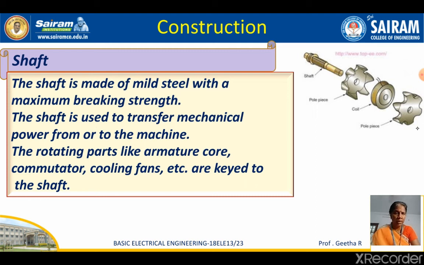You can see all these with an inside hole. You can see all these will be connected to the shaft only. The armature core, commutator, cooling fans, coil, everything is connected to the shaft only. So that's all about the construction of the DC generator.